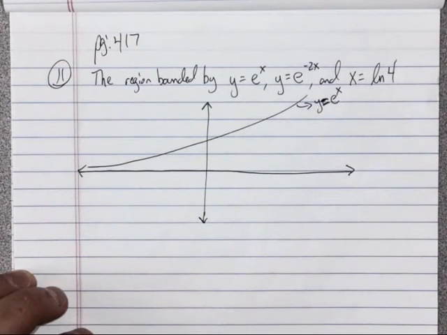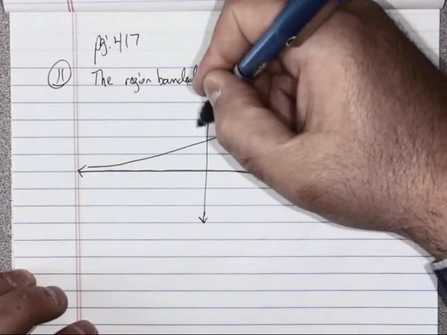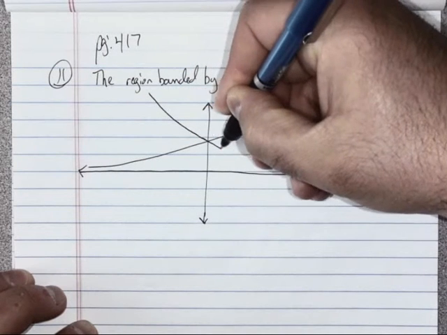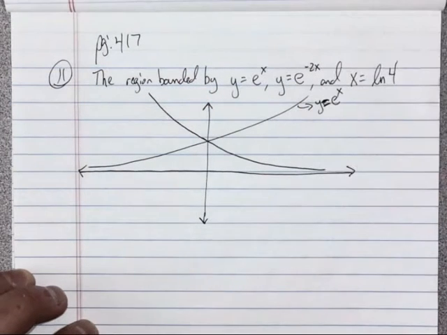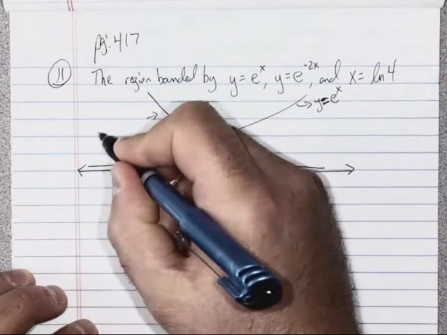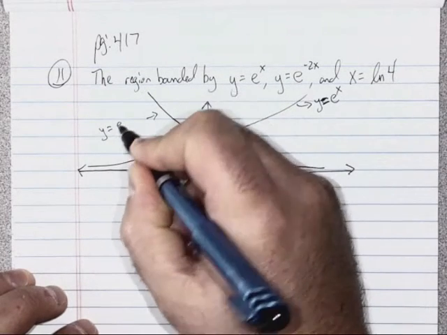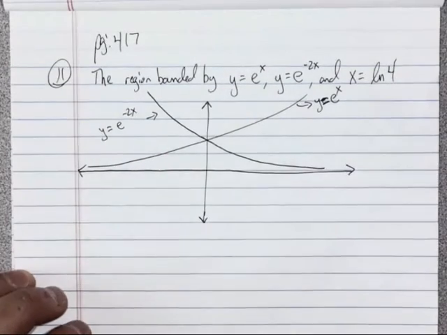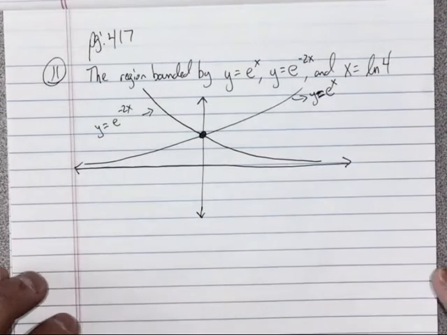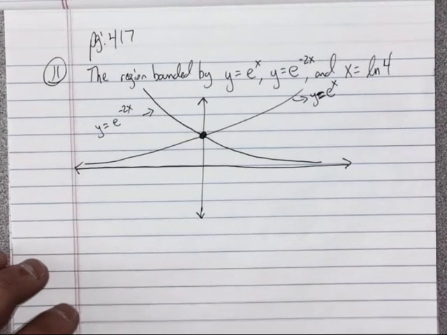Okay. Y equals e to the negative 2x is actually going to look like this. Okay, so we're going the other direction with that one. Okay, so those two intersect at this point here, and we're going to have to figure out what that is here in just a moment.